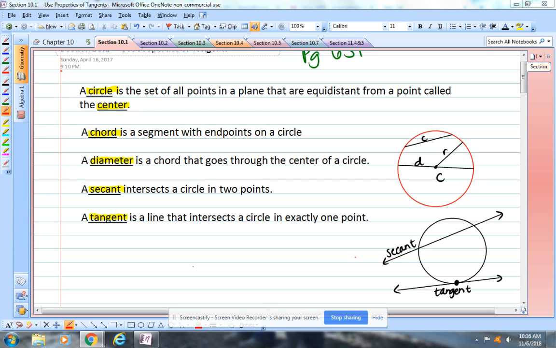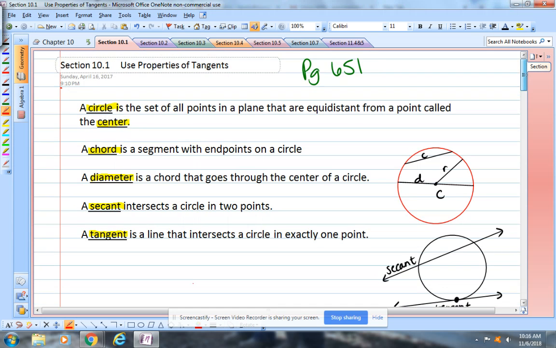We are starting our unit on circles. Circles is kind of a big unit. Circles have a ton of properties, okay? They also have their own unique terms for different parts of circles and different lines that go through them and touch them and all that stuff.